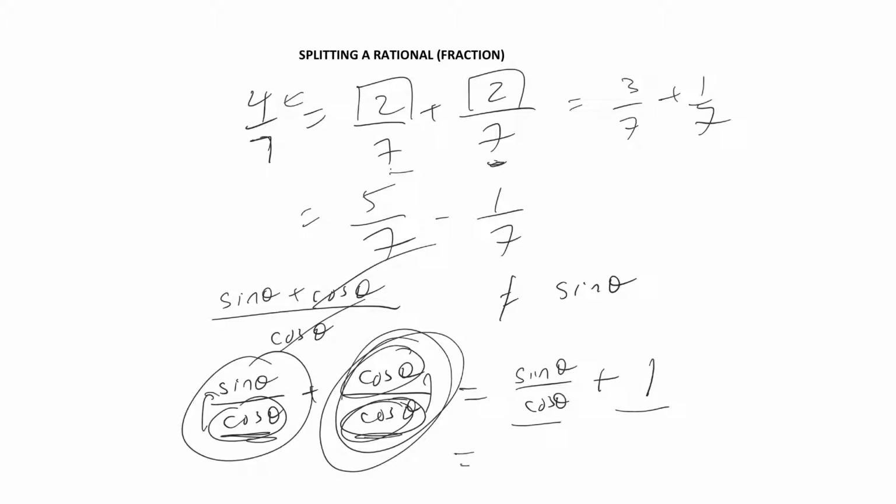And since we're talking about identities, do you remember what sine divided by cos is? How can we rewrite this? It is the quotient identity. So I'll put here QI for quotient identity.